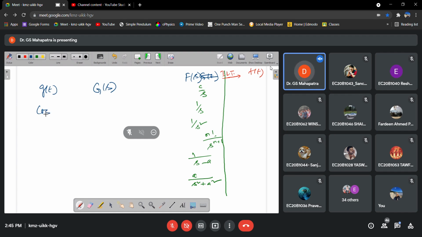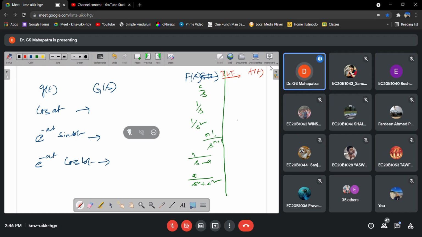Then e to the power minus at cos of bt, e to the power minus at sin bt, and e to the power minus at cos of bt. These are the standard ones. A few more are there. So before that, okay, write this one.